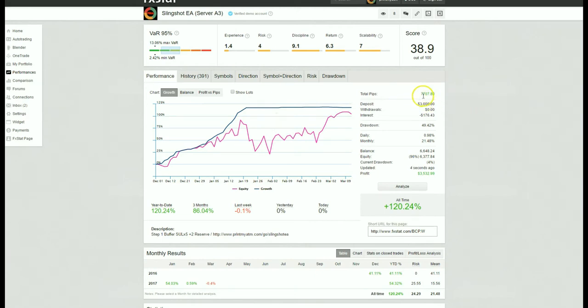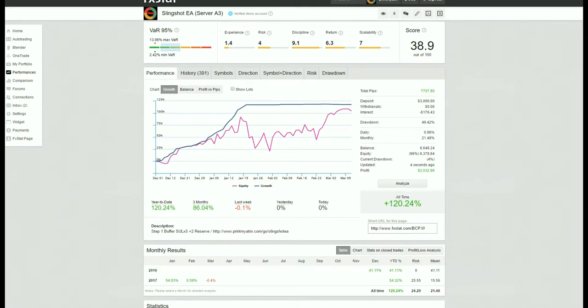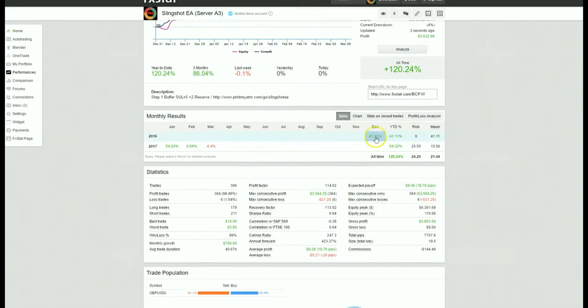As we can see, 7,707 pips. Once you come down here, you can see December was a 41% gain, January 54, February 59%, and March is actually down due to the swap charges. Even with that being said, 390 trades, 384 were in profit, 6 of them were out of profit for the simple fact of swap charges. So still it's going to be relatively 99%.